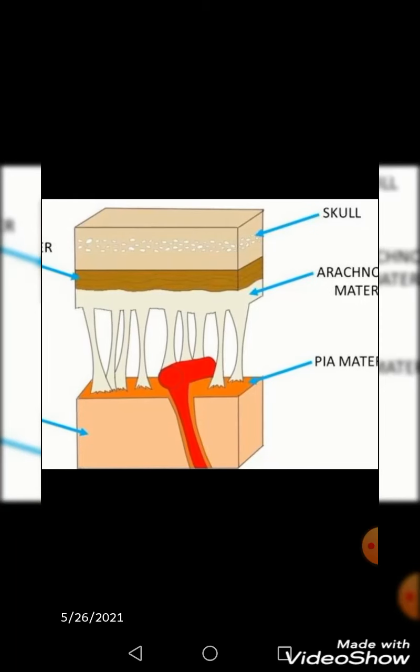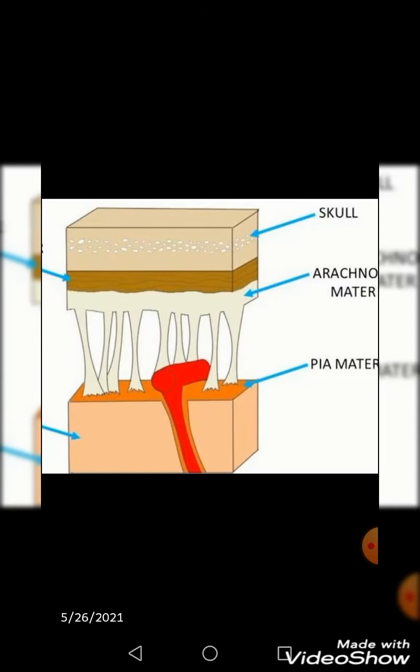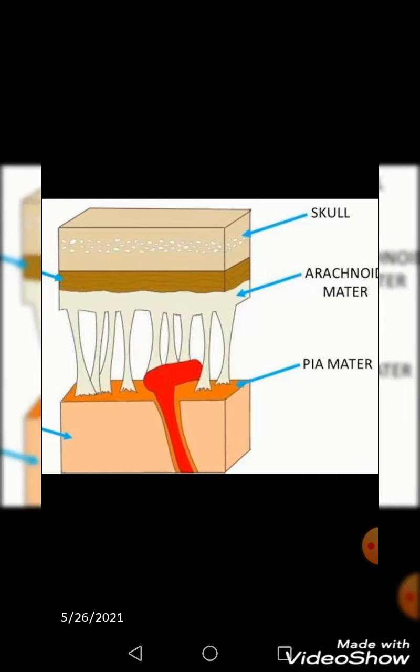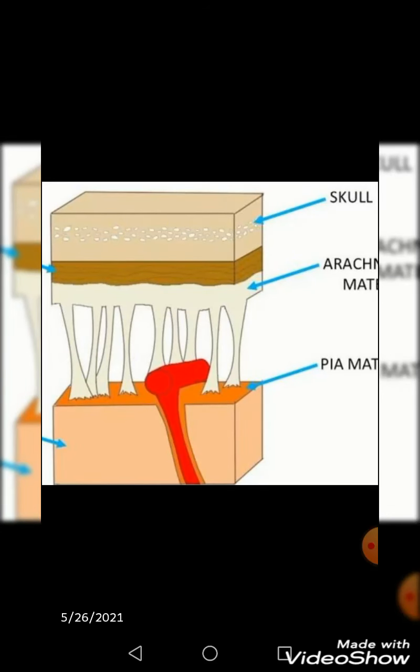That should be kept in mind. And we have mentioned that it lacks nutritive capillaries, but gives passage to the larger blood vessels, as you can see in the picture. We also expect that if it is the arachnoid mater around the spinal cord, it should be showing fewer trabeculae, right? And there we can more clearly distinguish it from the pia mater.